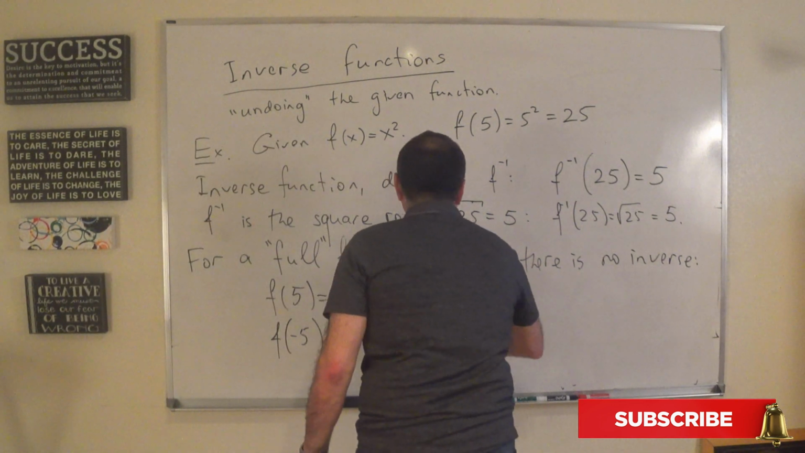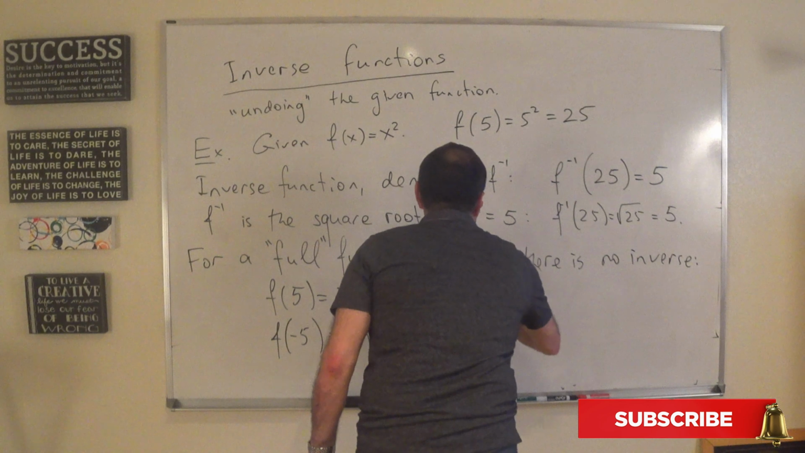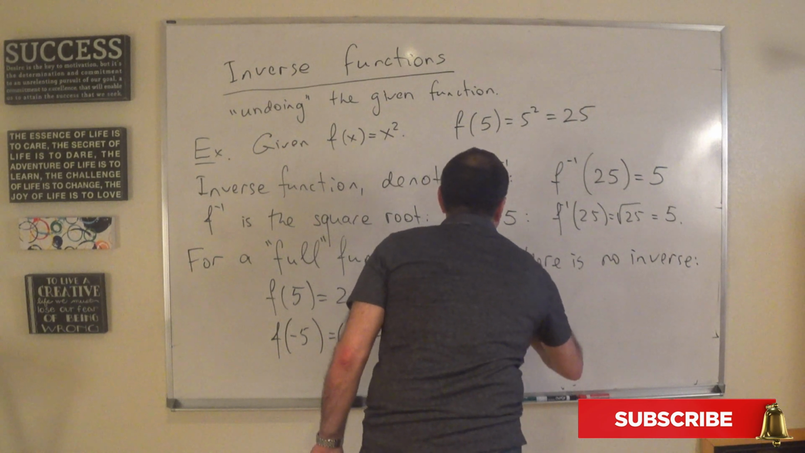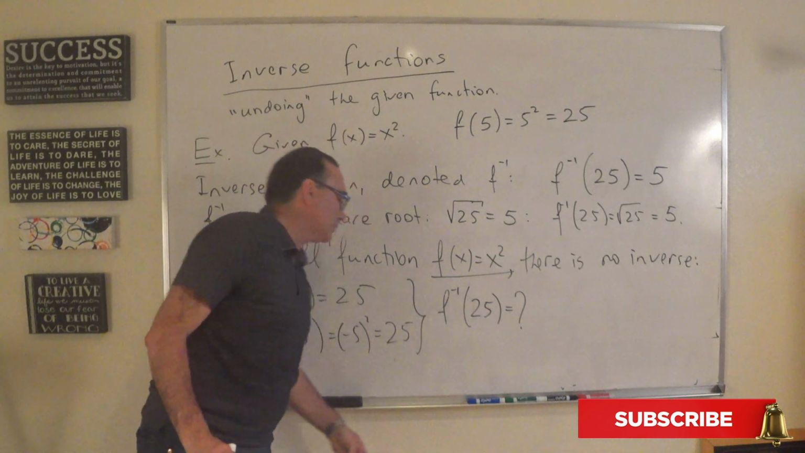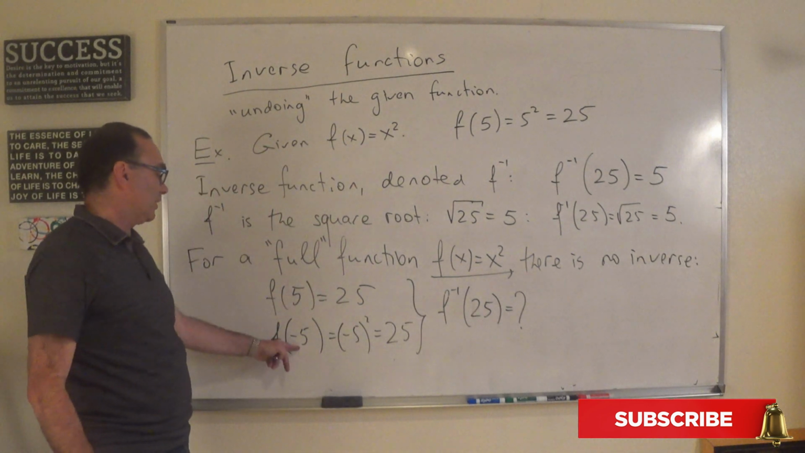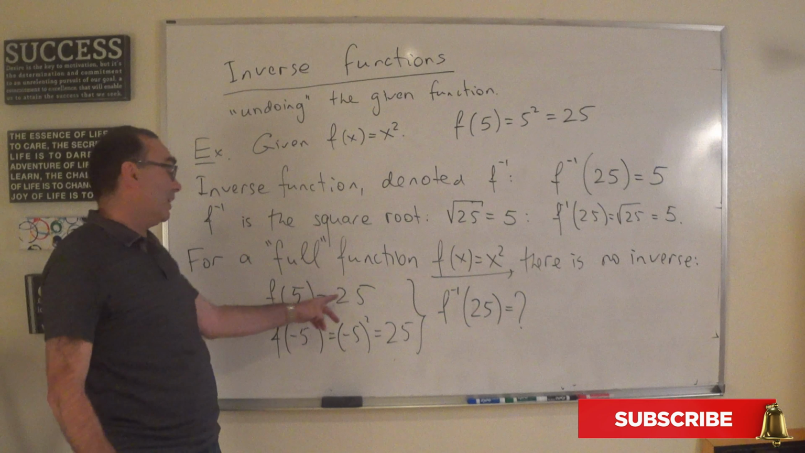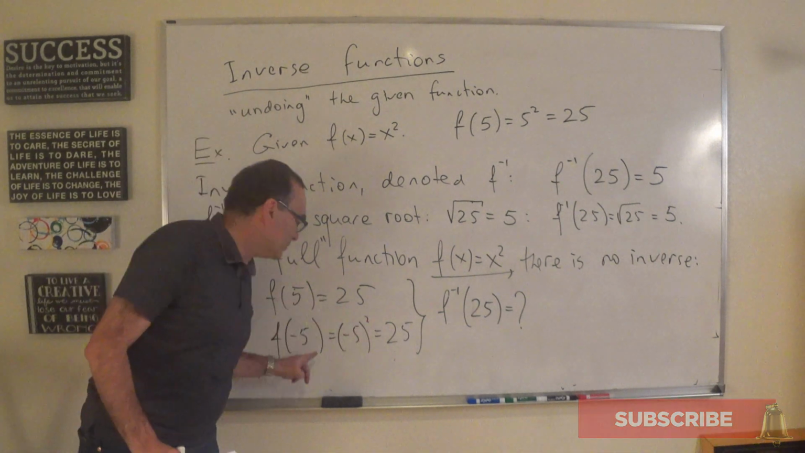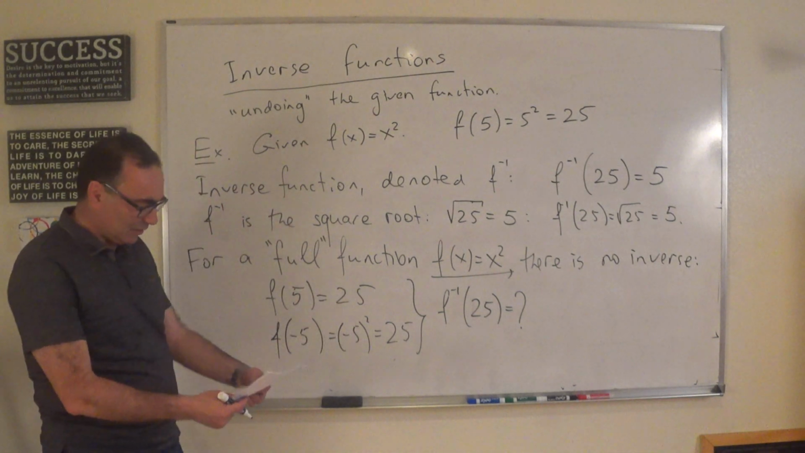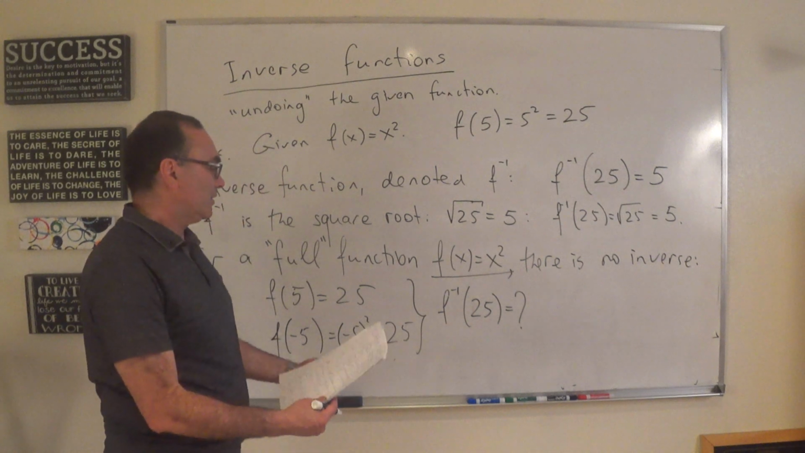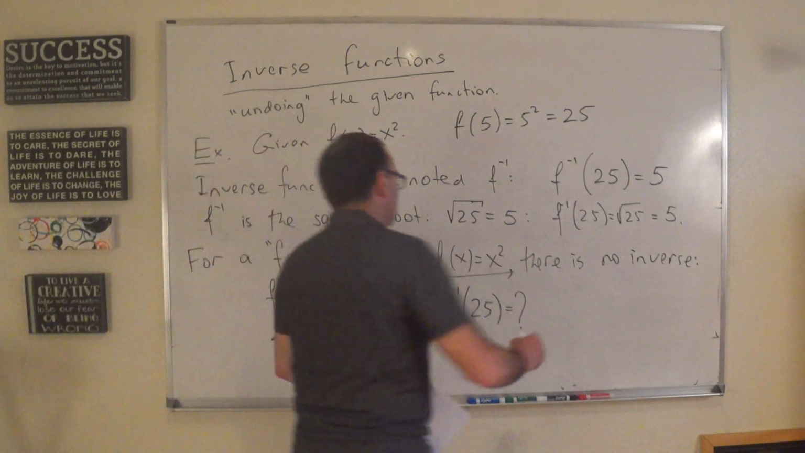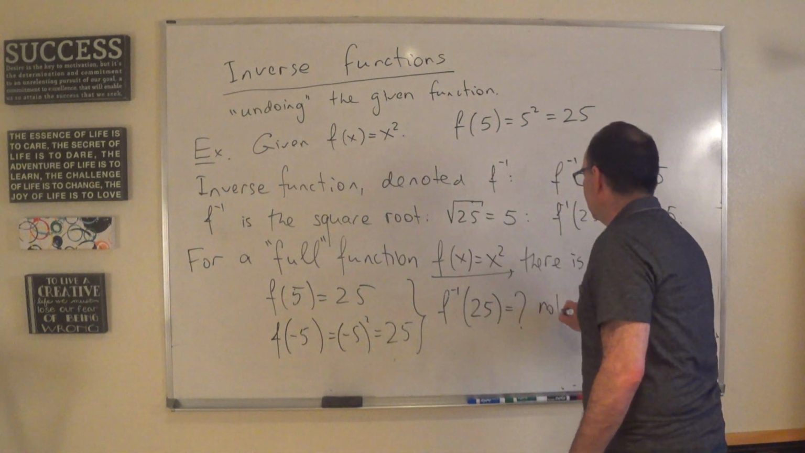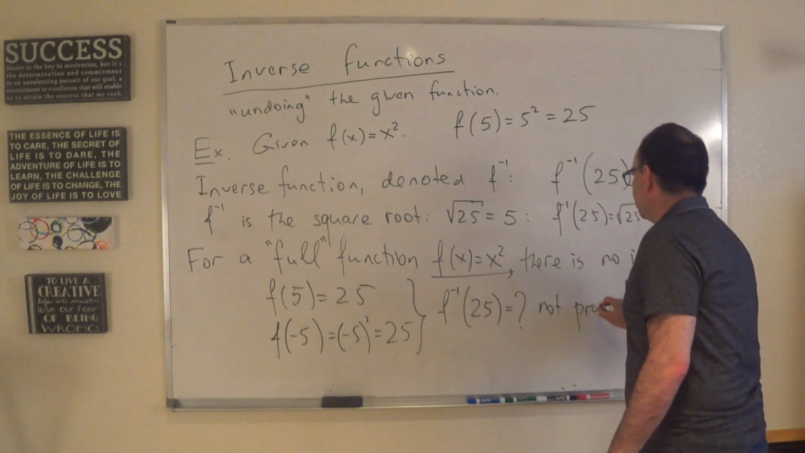So, what is the inverse of 25? I mean, what should the inverse function applied to the number 25 equal? Should it be 5 or should it be negative 5? What does it mean in this context, undoing the function? You can undo it in two different directions. And this is not good, so we consider it undefined, or not properly defined.